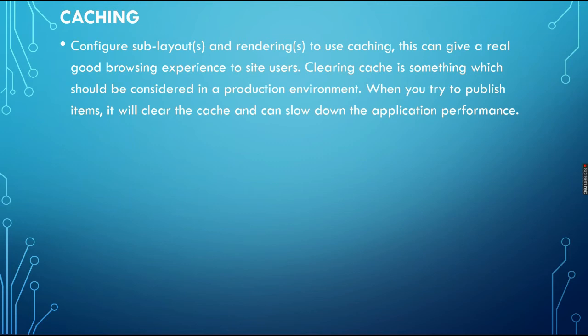In caching, we have vary by param, vary by data, vary by item, so a lot of options are available. We can still vary by query string as well. If we enable caching, it will reduce the unnecessary hits on the CMS database.